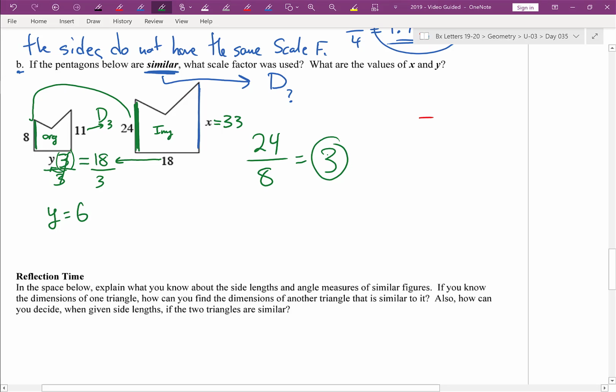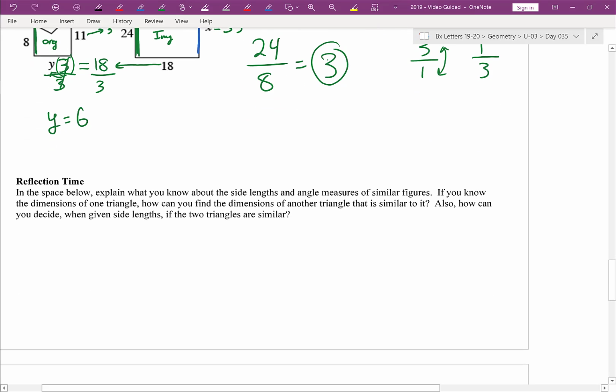And when you want to go the other way, you can just divide by the scale factor, or you can multiply by the reciprocal of 3 over 1. You can multiply by 1/3. Okay, that is division.